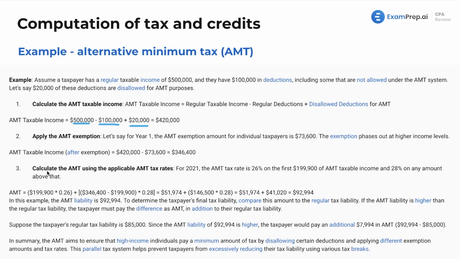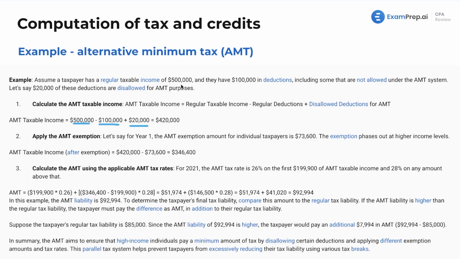And then step 3 here, we're going to calculate the AMT using the applicable AMT tax rates, which, again, thankfully you don't need to know. For 2021, the AMT tax rate is 26% on the first $199,900 of AMT taxable income and 28% on any amount above that. We do a little calculation here. Just take your $199,900 times the 26%. Do the full calculation. Just take a look at that if you want. Again, don't want to spend too much time on this. In this example, the AMT liability is $92,994.